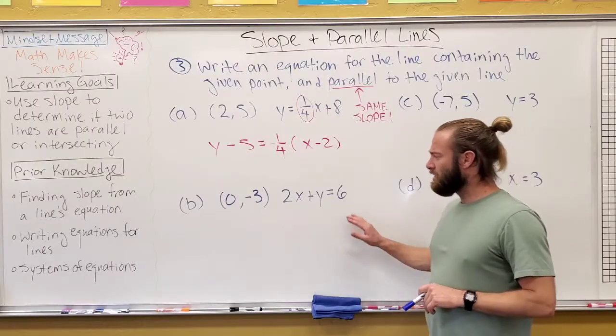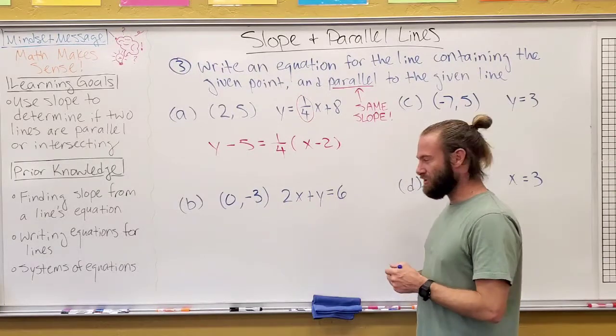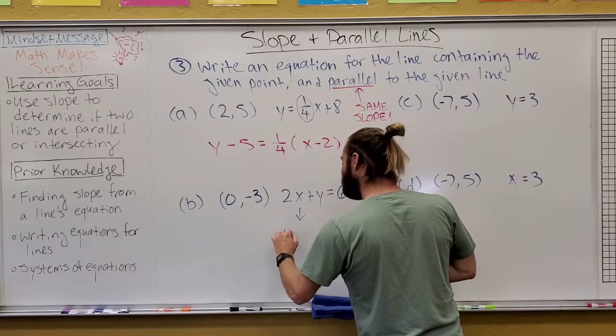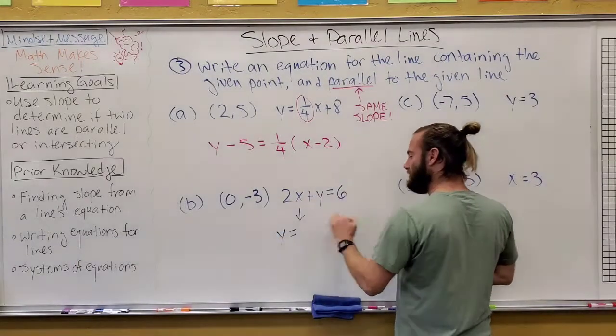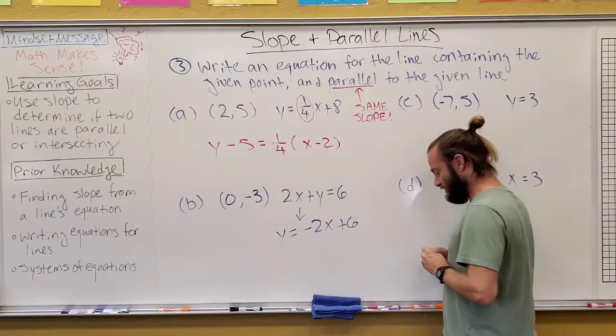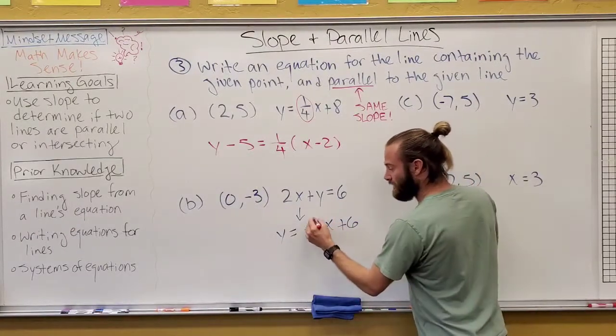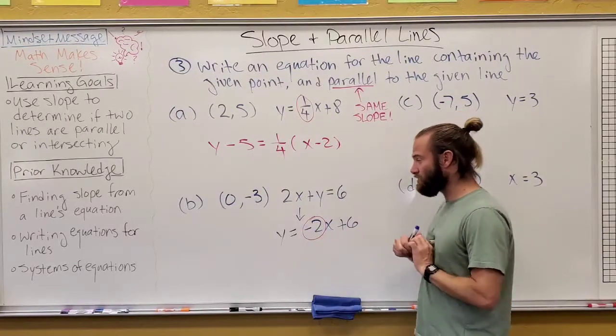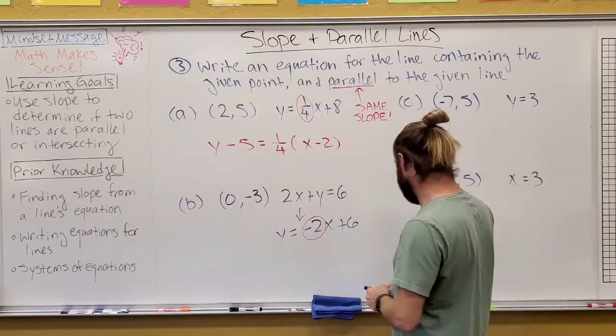Now for this next one, the slope isn't immediately available yet, but this one's easy to solve for y, right? So we can rewrite this as y equals, minus 2x on both sides, so we have negative 2x plus 6. And so we can tell that when I write my equation, I need it to have a slope of negative 2 so that it's parallel to this one.